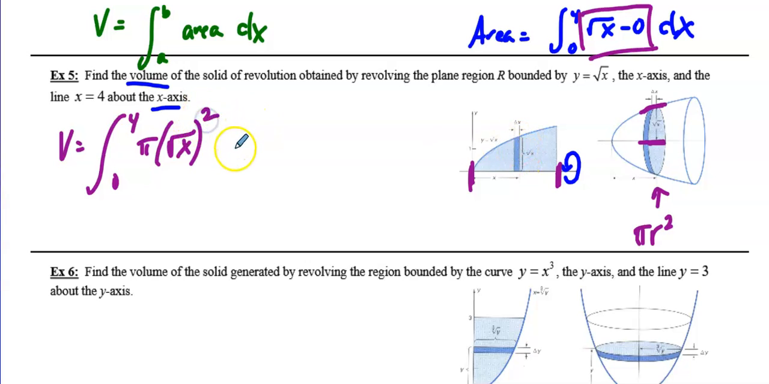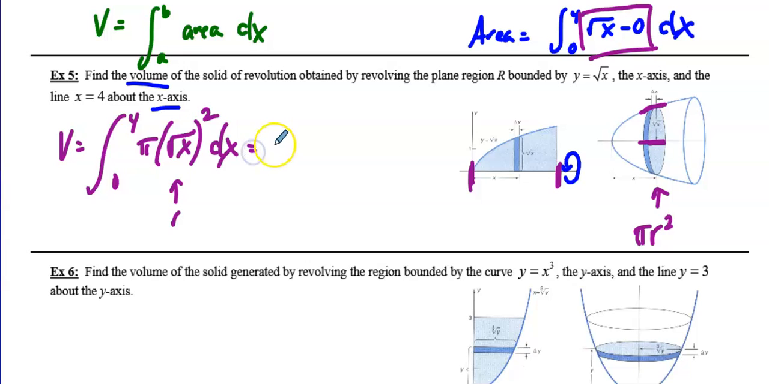And then we're going to square it, because again, this is going to be our radius. And then just like in the previous two videos, we also have to take into account the thickness of our circle, or the thickness in this case of our rectangle. So we also have to multiply by dx.